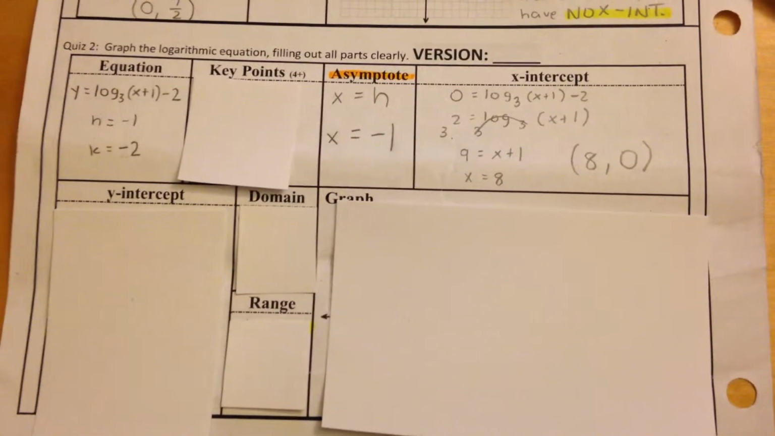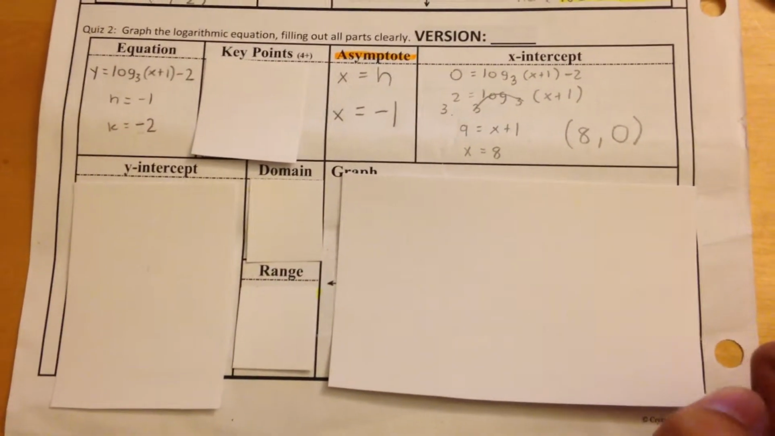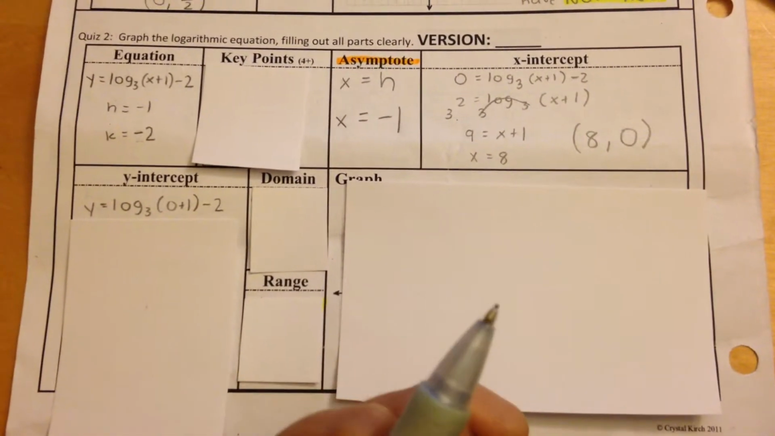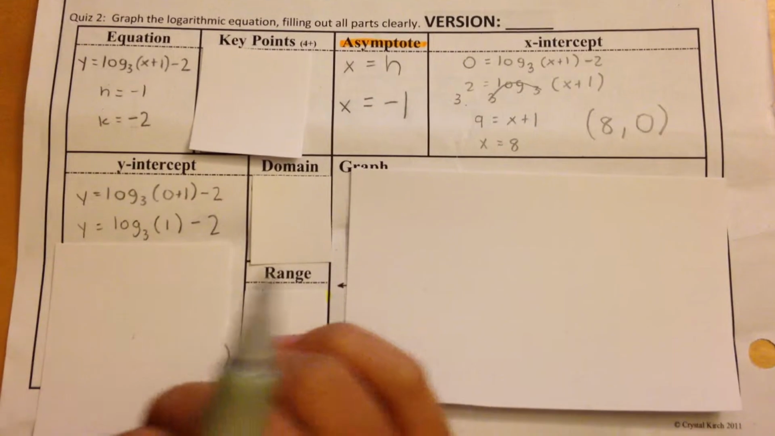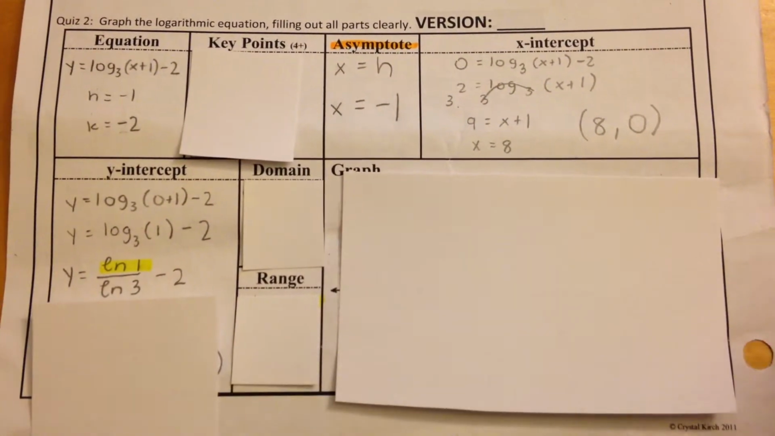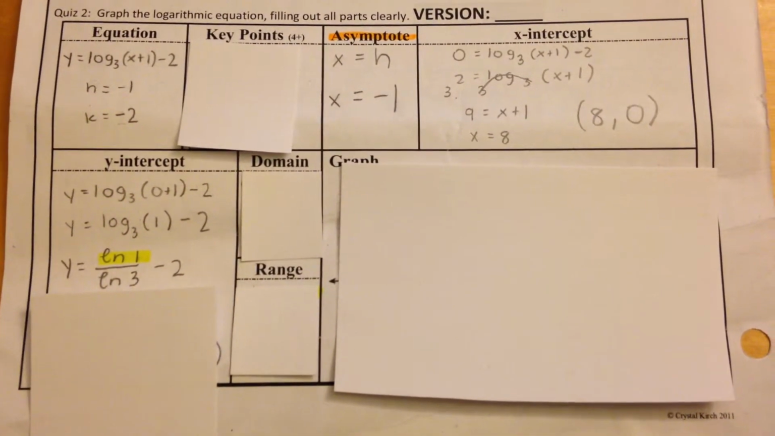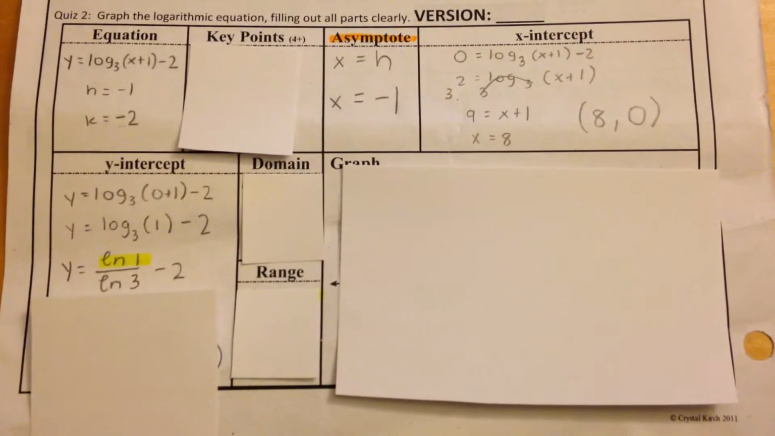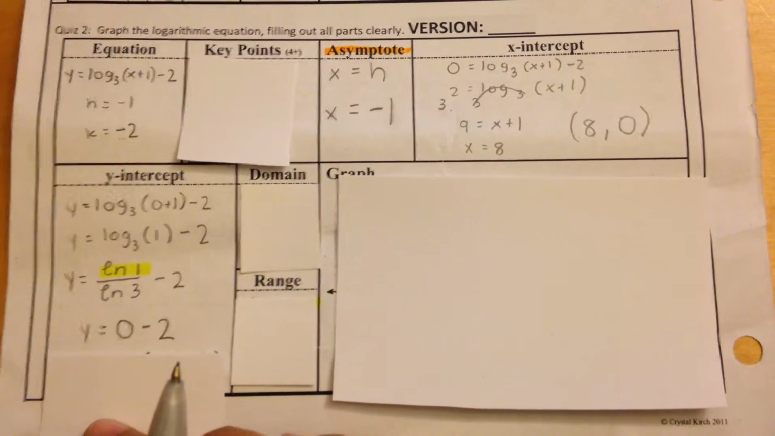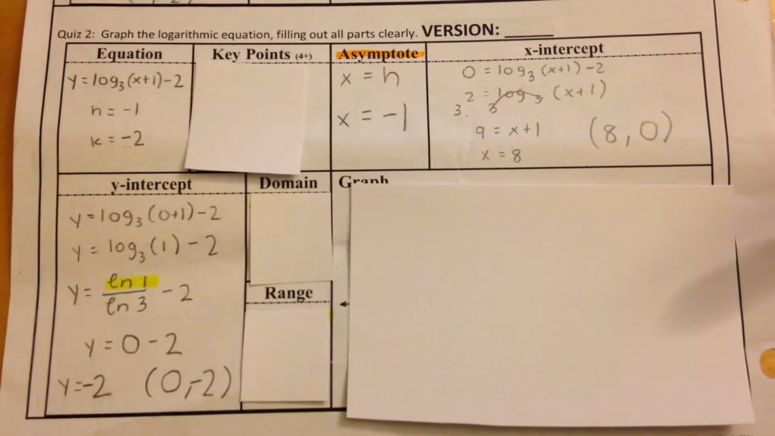Okay, the next thing we'd like to find is the y-intercept. When you solve for the y-intercept, you want to set x equals 0. I have done that here. And so we get y equals log base 3 of 1 minus 2. To solve for this, we now have to use a change of base formula. So we put natural log of 1 divided by natural log of 3, minus 2. And we get y equals 0 minus 2, and y equals negative 2. And the point would be (0, -2).